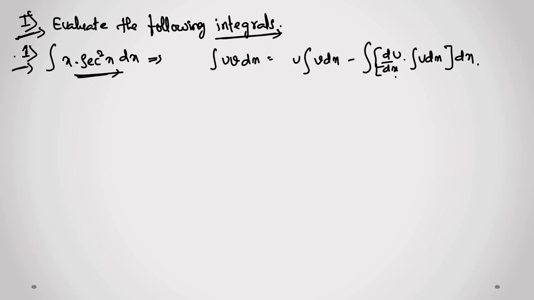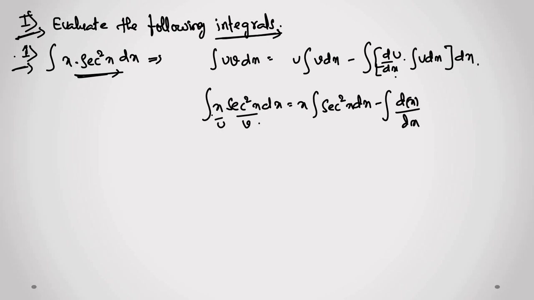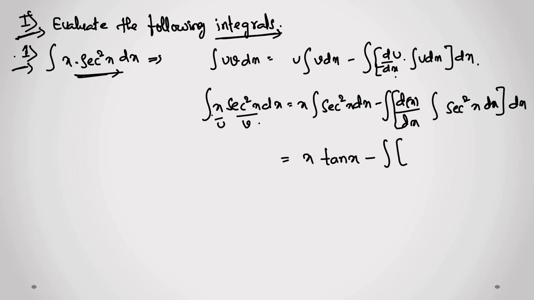I will substitute the values in this one. Here x is u and secant square x is v. So it will become x into the integral of secant square x dx, minus integral of du by dx, that is d by dx of x, into the integral of secant square x dx, into dx. The integral of secant square x is tan x, so it becomes x tan x, minus integral of 1 into tan x dx.